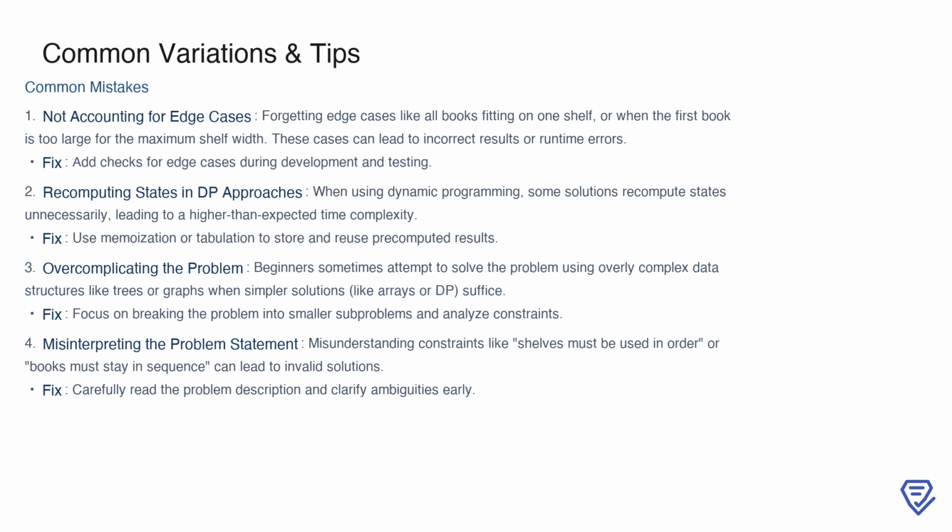Another common pitfall in dynamic programming approaches is recomputing states unnecessarily. This happens when intermediate results are calculated multiple times, which increases the time complexity. You can solve this by using memoization or tabulation to store and reuse pre-computed results efficiently.